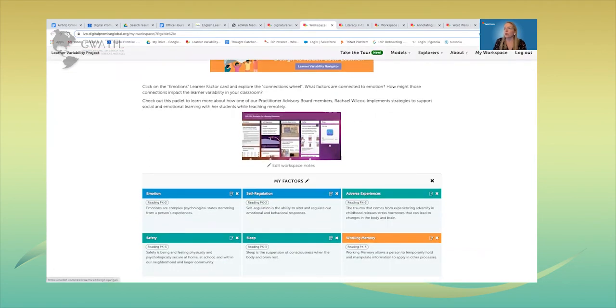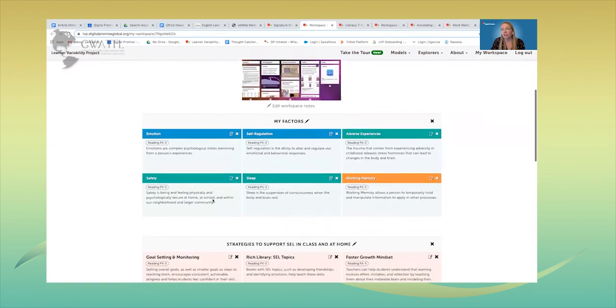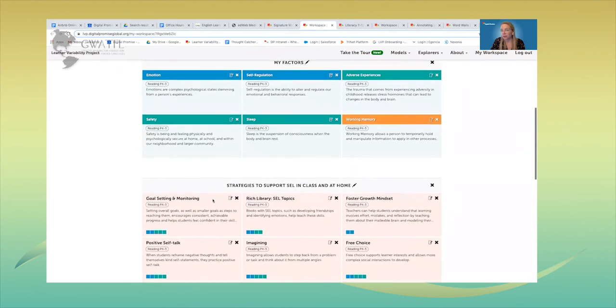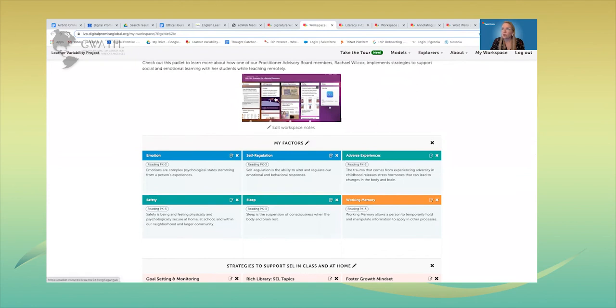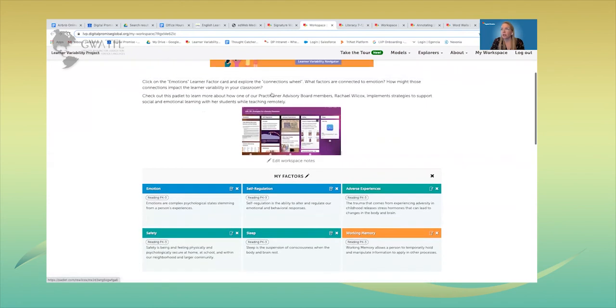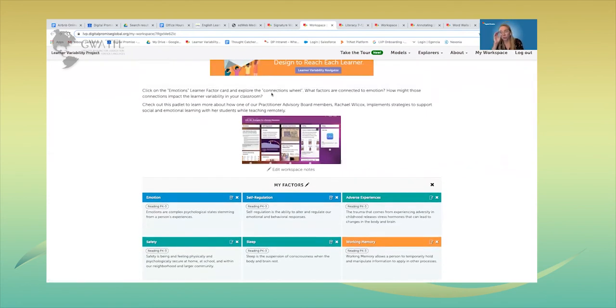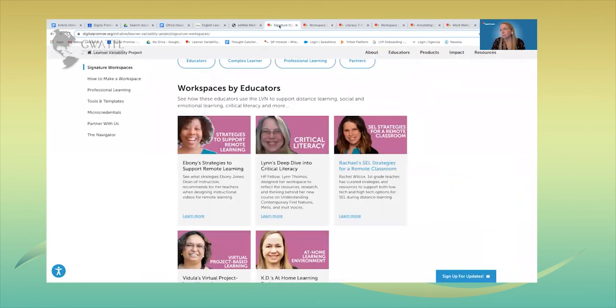Her workspace includes a Padlet that has all the resources she used, aligned to the different factors and strategies that she really focused on to support her kids remotely. And just a note, not all of these strategies are technology-based. She really used low-tech and high-tech strategies.